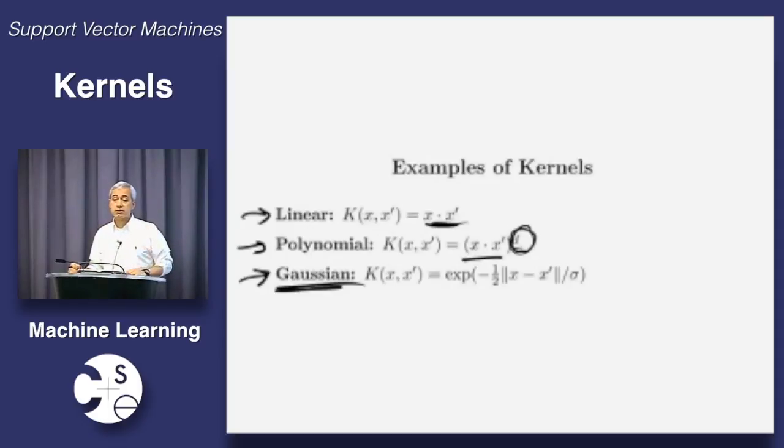Right, remember radial basis function networks? We saw that radial basis function networks are both a kind of neural network and a kind of instance-based learning. Well, the SVM analog of radial basis function networks is Gaussian kernels.